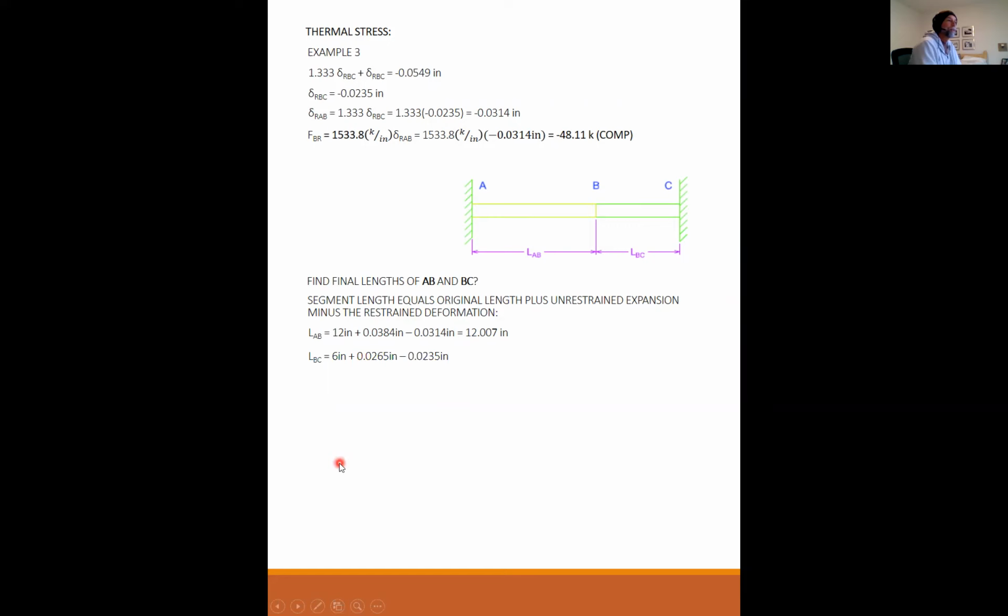I can do the same thing with LBC. I can take the 6 inches of the original length plus the uninhibited expansion minus the restraining force that tends to contract it here, and you add these three together, you get 6.003. Does that make sense?